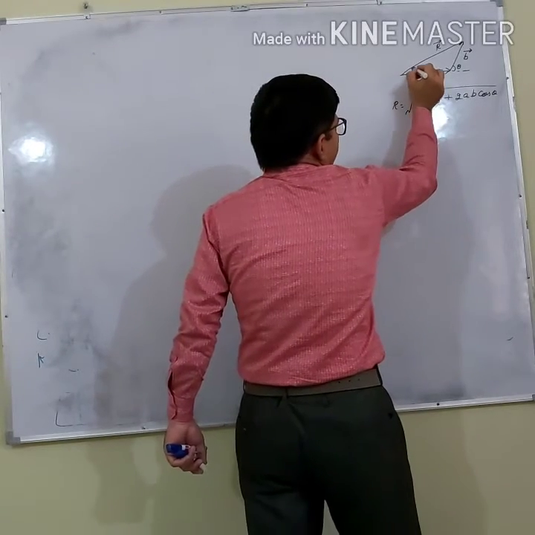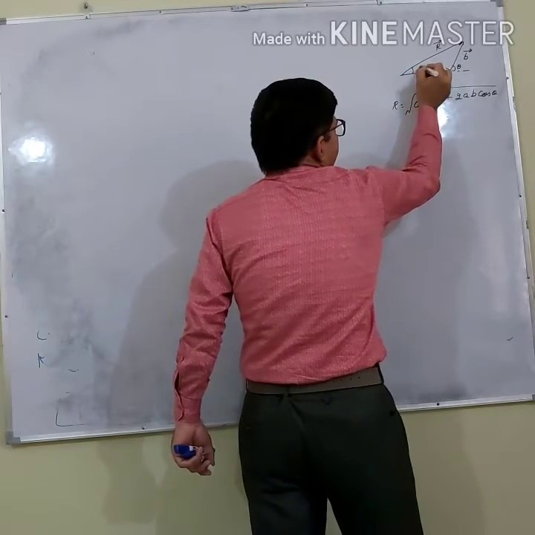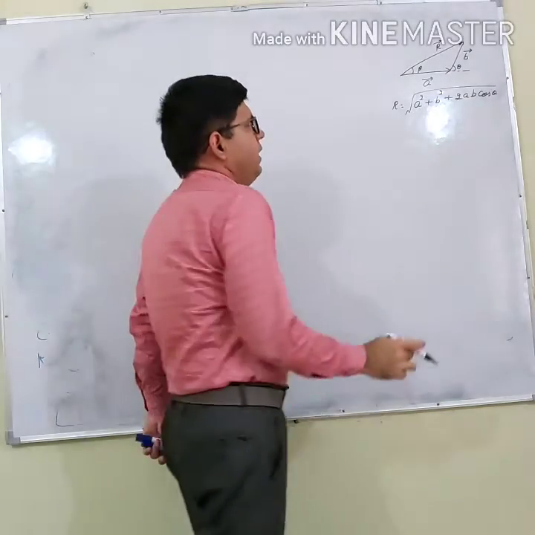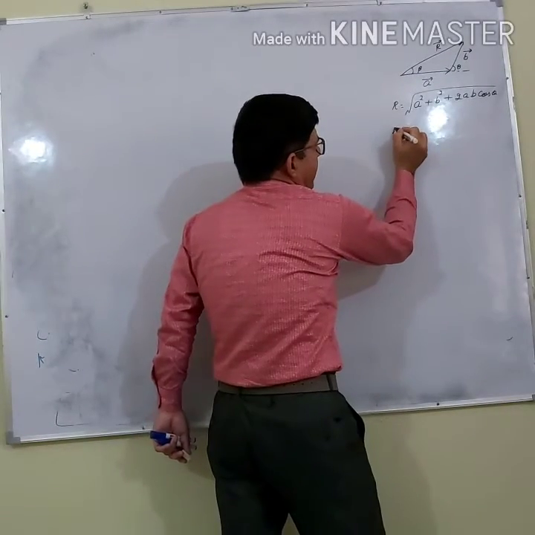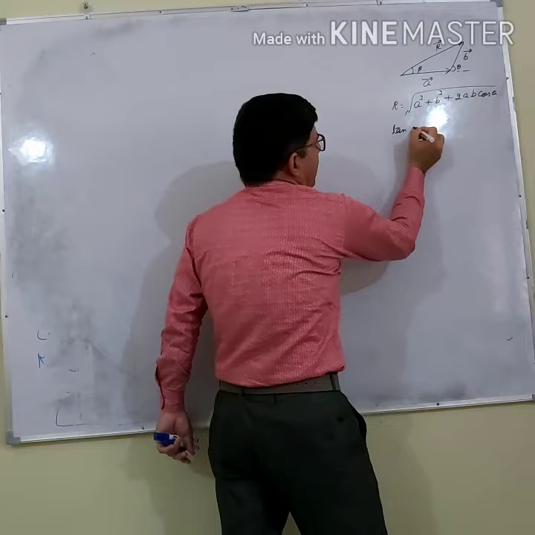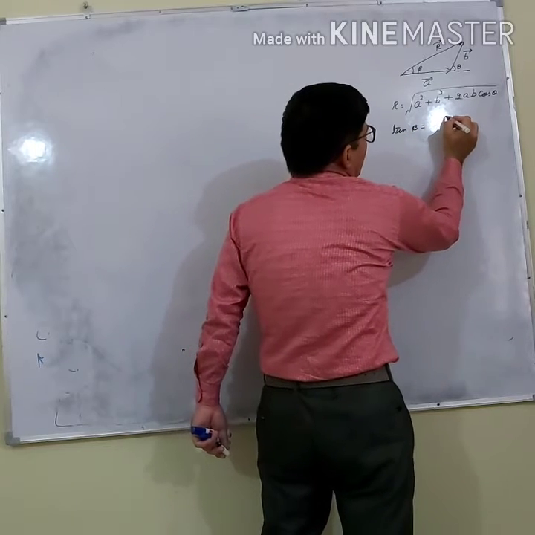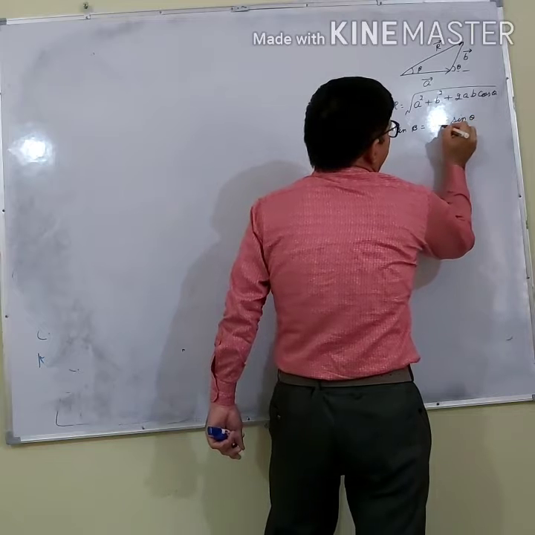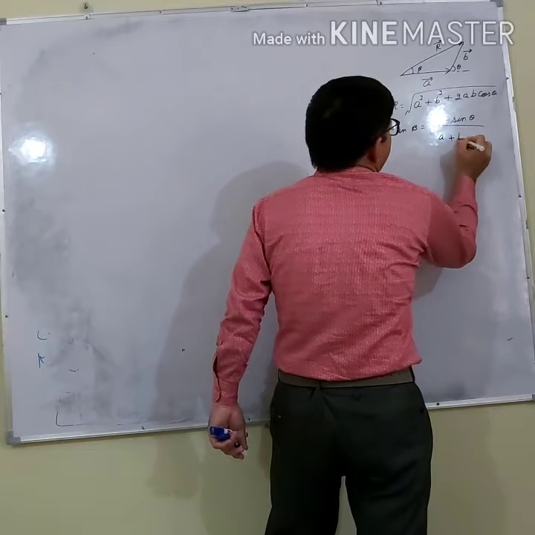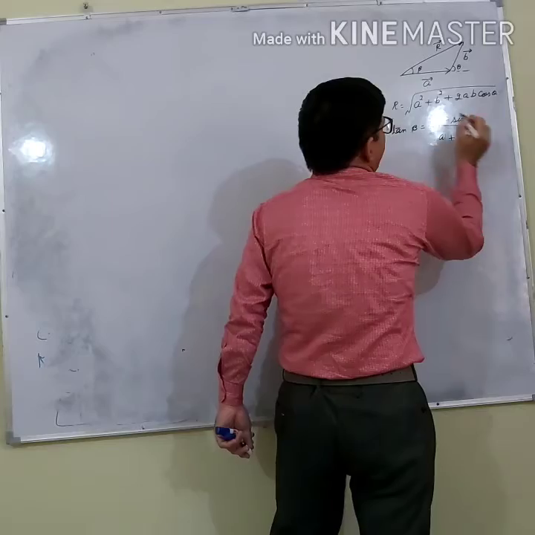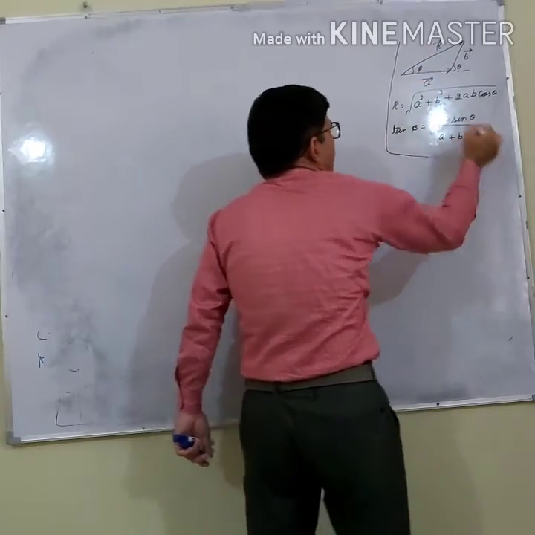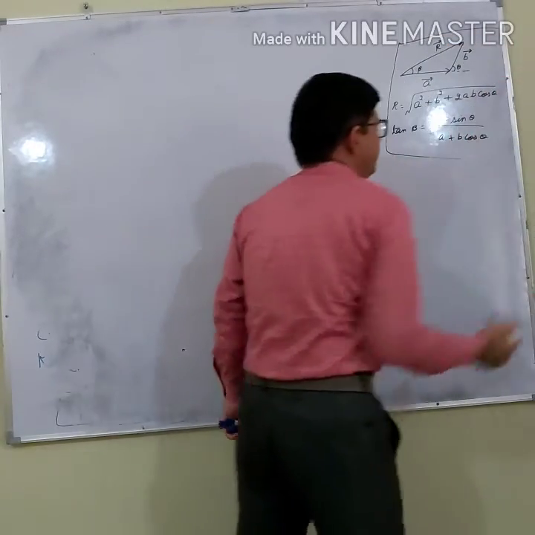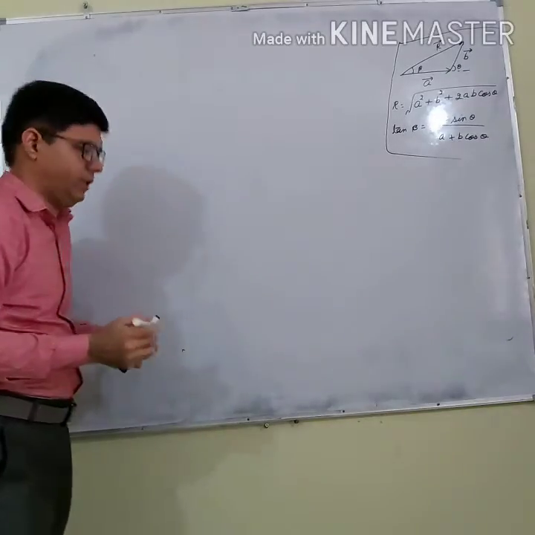And if the resultant makes an angle beta with A, then I can write tangent beta equals B sin theta divided by A plus B cos theta. So we did this in the previous lecture.